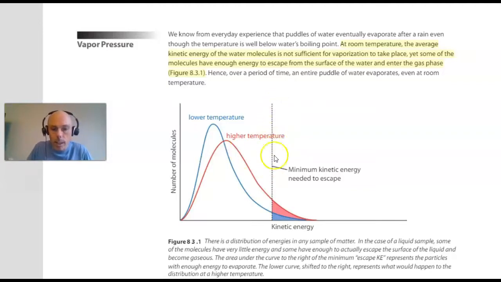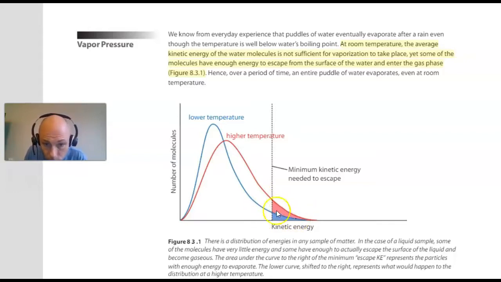If we imagine this dotted line to represent the boiling point of the substance, the minimum kinetic energy that molecules need to escape their intermolecular forces and atmospheric pressure to become a gas, then we can see how a Maxwell-Boltzmann curve establishes that at any given temperature, because that curve goes way out to the right, there will be some molecules with enough kinetic energy to overcome intermolecular forces and atmospheric pressure and turn into a gas phase.